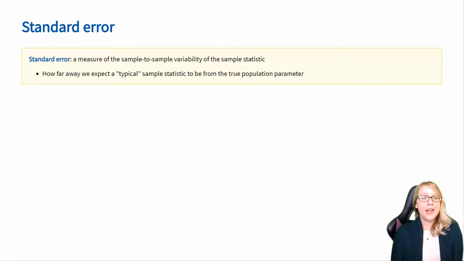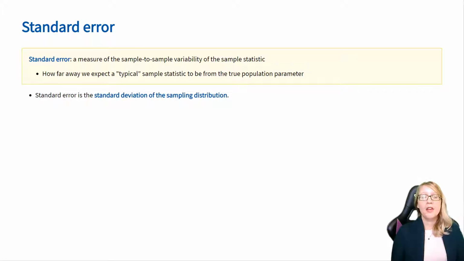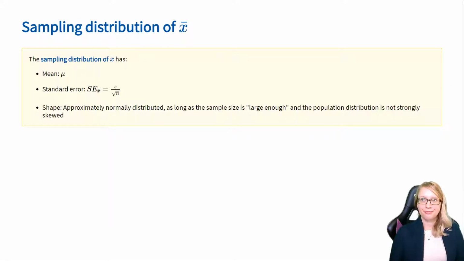Now, let's talk about the standard error concept a little bit. The standard error is a measure of the sample-to-sample variation of a sample statistic. So it really is measuring how far off we expect our samples to be, or how far we would expect a typical sample to be from the true population parameter. Another way to think of the standard error is the standard deviation of the sampling distribution. So how spread out is that sampling distribution?